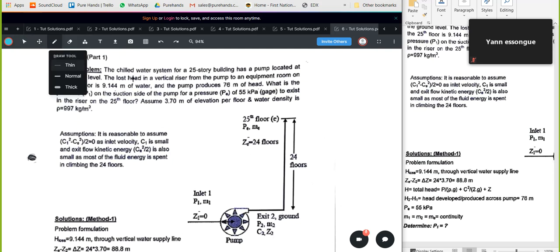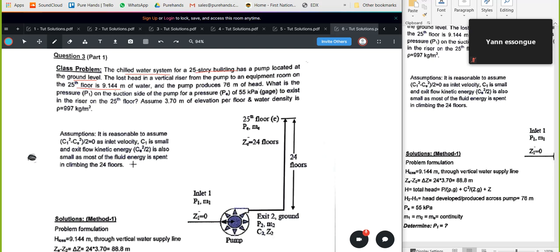The chilled water system for a 25-story building has a pump located at the ground level. The head loss in a vertical riser from the pump to an equivalent room on the 25th floor is 9.4 meters. So we're pumping water to the top floor.